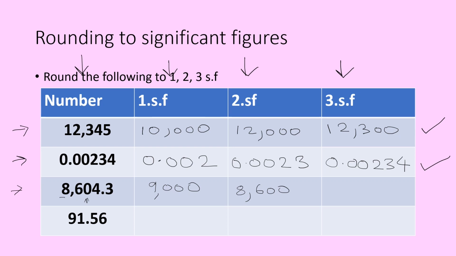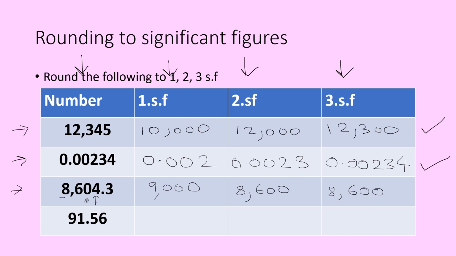And to three significant figures, it would be 8,600 still, because the 4 in the fourth significant figure is less than 5.